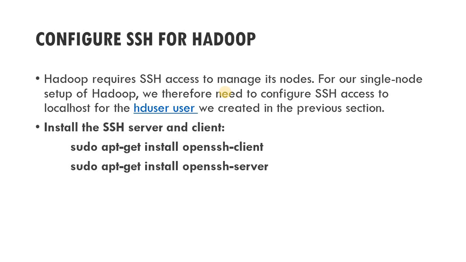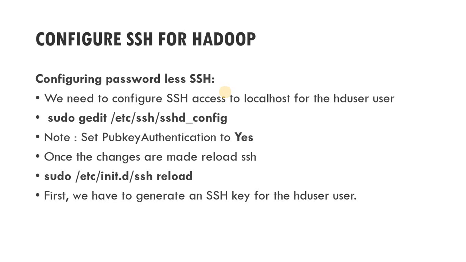Now let's understand how to install the SSH server and client. For that there are two main commands: sudo apt-get install openssh-client and openssh-server. So we need to install two things, the SSH client and server. After that we need to configure passwordless SSH. For that we need to configure SSH access to the localhost for the HD user.